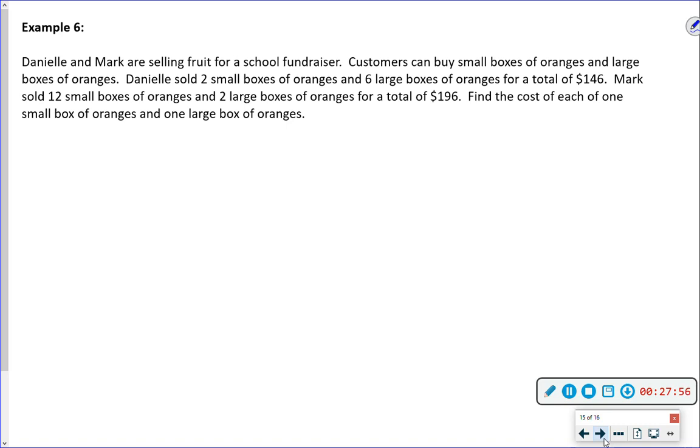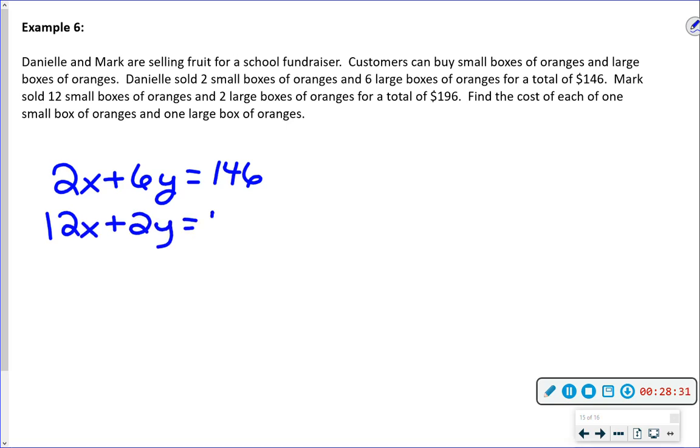All right, so we are writing, or I should say you are writing, one equation for Danielle, one equation for Mark. D and M. Set up an equation for Danielle. Set one up for Mark. All right, what's our Danielle equation? 2x plus 6y. Yes. Got it. Okay, what do you got for old Markarooski? 12x plus 2y equals 196. Got it. Gold star, Avery.